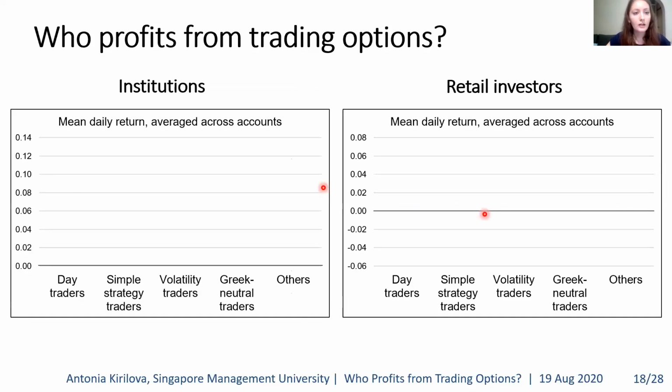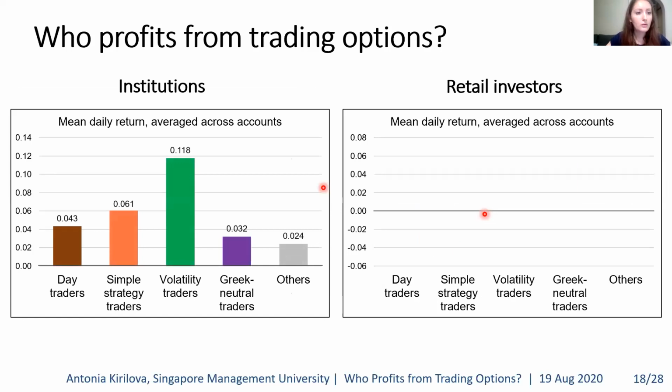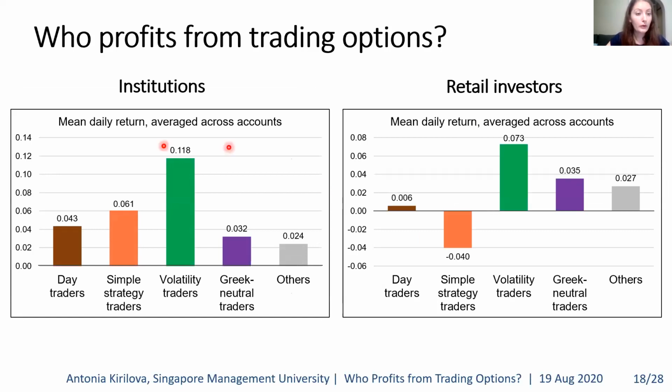And here I plot the same for institutions and for retail investors separately. Again, for both investor classes, the volatility traders are most profitable. What's interesting for institutions is that whatever strategy they are using, they are profitable on average.